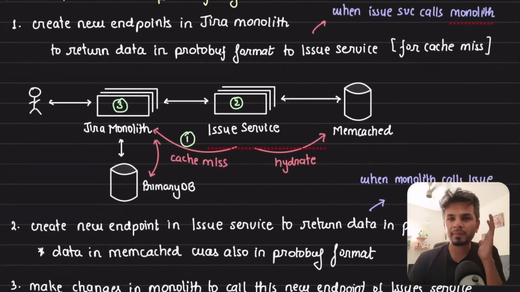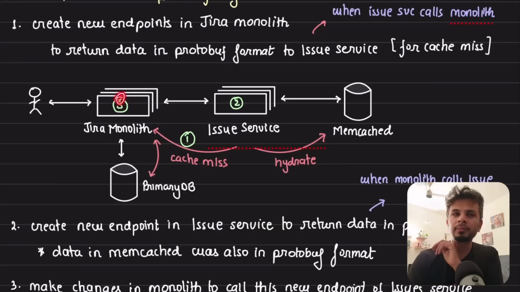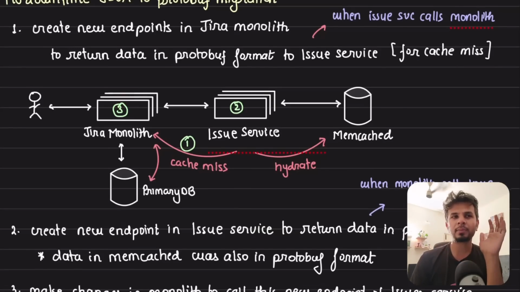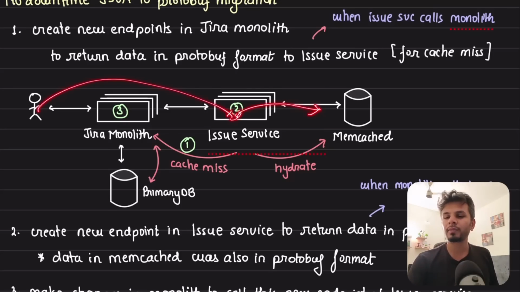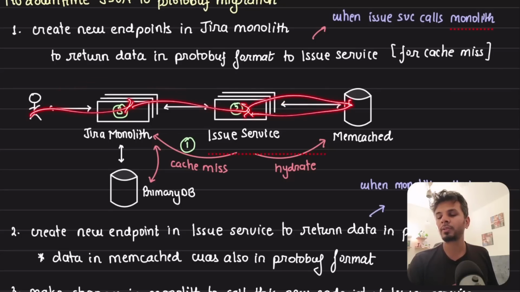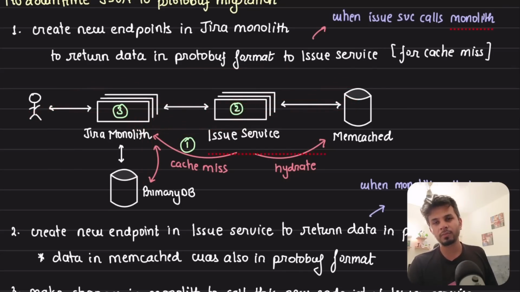So step number 1, you all understand the flow now, right? Step number 1, they created a new endpoint in Jira monolith that returns the data in Protobuf format to issue service. Remember, issue service had a cache miss. So let's say a read came to issue service. If issue service doesn't have the data, it goes to monolith. Monolith goes to the database, gets the data, and issue service gets the data. It caches it over here, so subsequent reads are served from issue service.